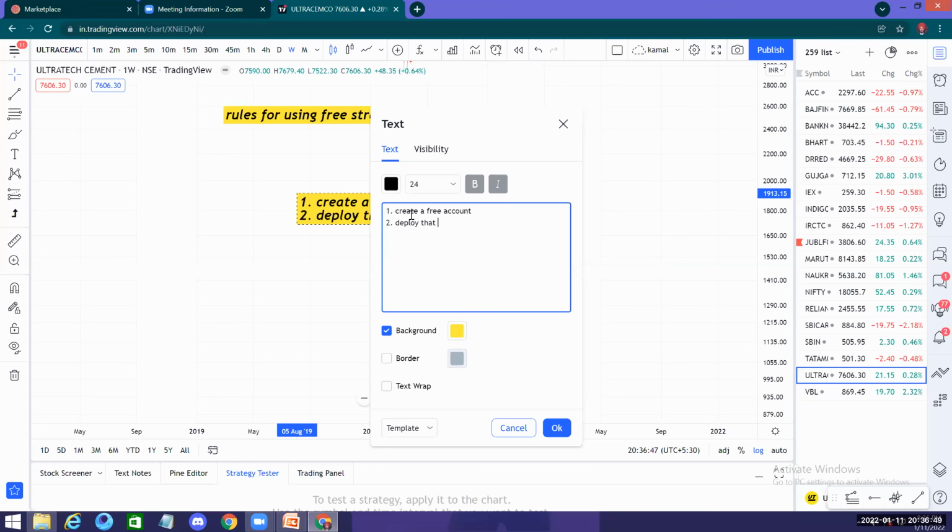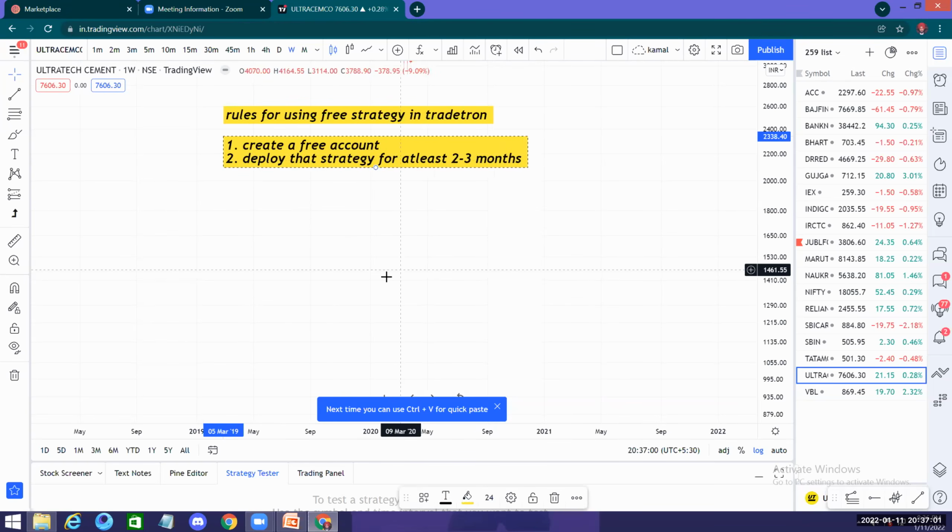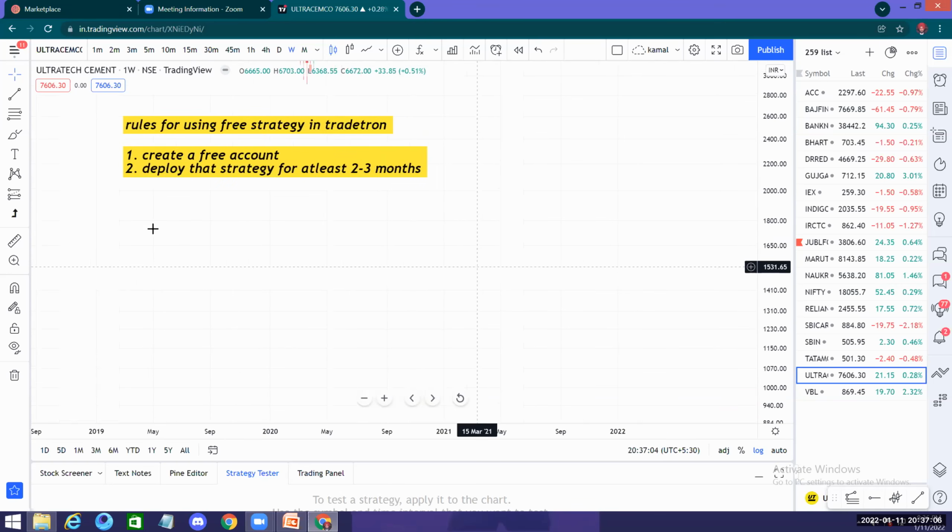Deploy that strategy for at least 2 to 3 months. Market is not going to run anywhere, so you have ample time. Deploy it for at least 2 to 3 months. Do not try to hurry up into the trades. Don't try to be very aggressive, because if you don't have capital behind you, you may end up losing it.